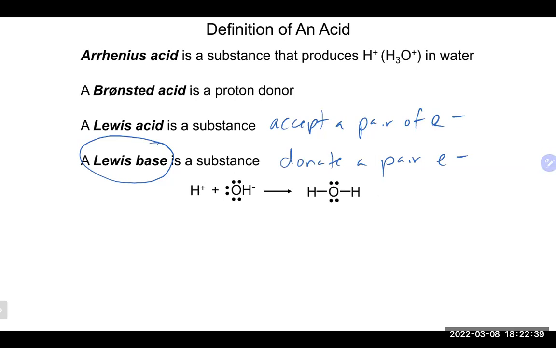So here's an example. It's actually our hydroxide acting as a Lewis base, donating to our H+, which is technically electron deficient. That's why it has a positive charge. Things with positive charges have lost electrons, or are electron deficient. And this would be our acid, and that would be our base in this case.